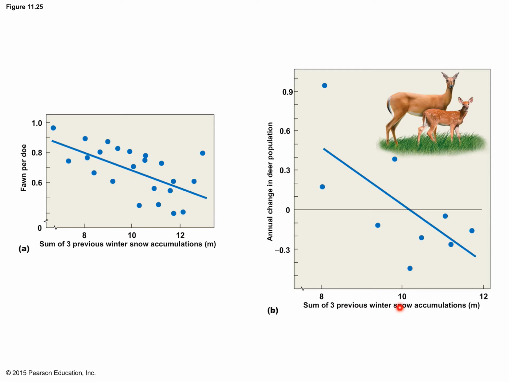Here we have the sum of 3 previous winter snow accumulations again, and now we have the annual change in deer population. That goes down as well, as you would expect, being driven by lower birth rates in this figure. Obviously, they're having less access to food, to browsing on grasses and things like that.